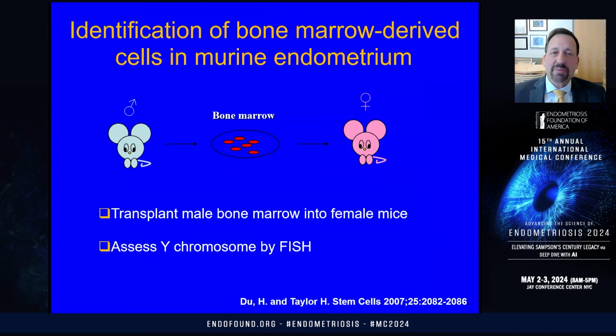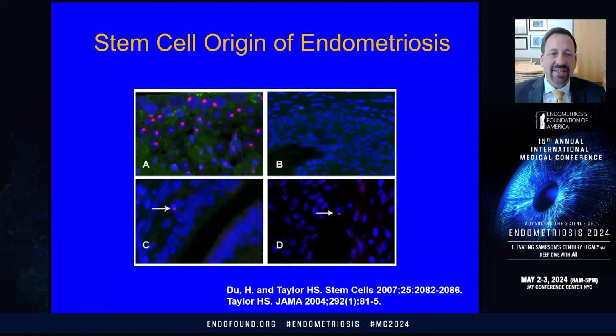Well, we looked first in a mouse model. We took bone marrow derived cells from male mice, and we transplanted them into females. And then we looked at Y chromosome by fluorescent in situ hybridization. And this is what we saw. The A shows you a control male. The blue is the nuclei. The red dots are the Y chromosome. And you can see that almost every cell has that Y chromosome.